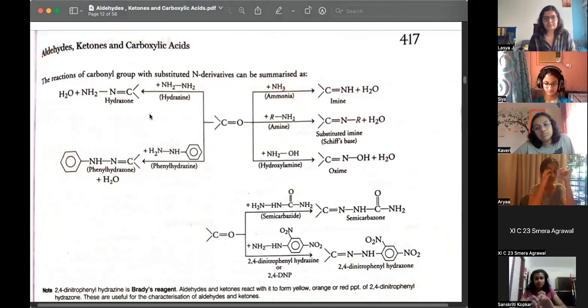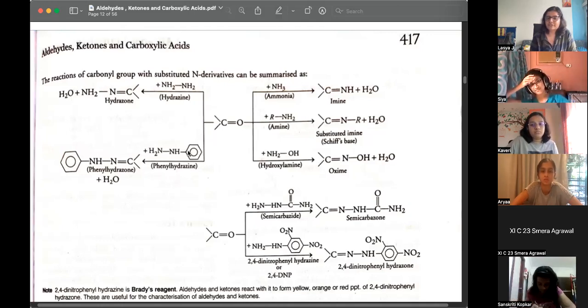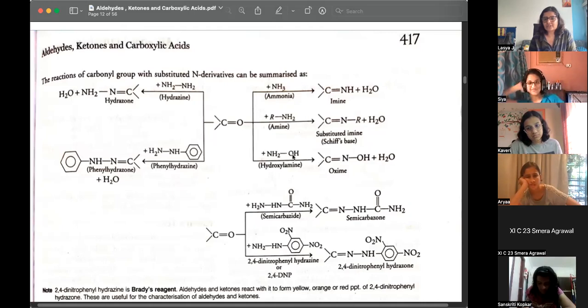So, C double bond O. If you add hydrazine, which is N2H4, this is rocket fuel, you end up getting something called hydrazone, which is double bond N NH2. You add phenylhydrazine, where one of the hydrogens is substituted with a phenyl group, you get phenylhydrazone. With ammonia you get amines. With amines you get a substituted amine, so instead of hydrogen, you have an alkyl group. Hydroxylamine, NH2OH, gives you something called oxime. This is called carbazide, so semicarbazide, and then this whole compound.